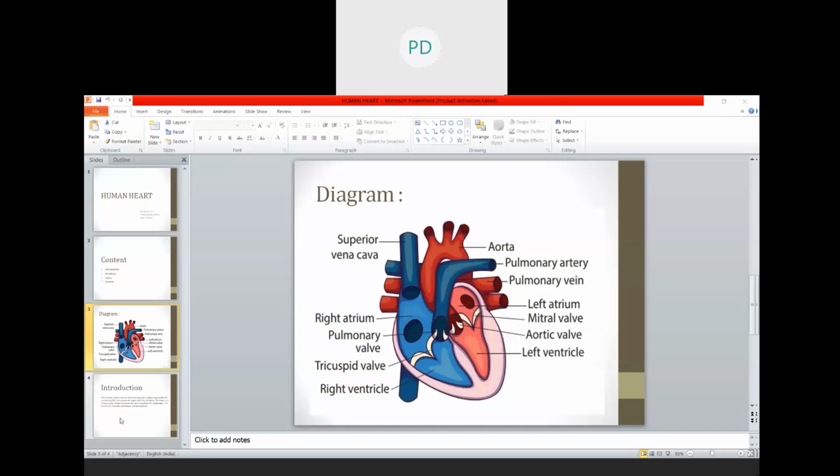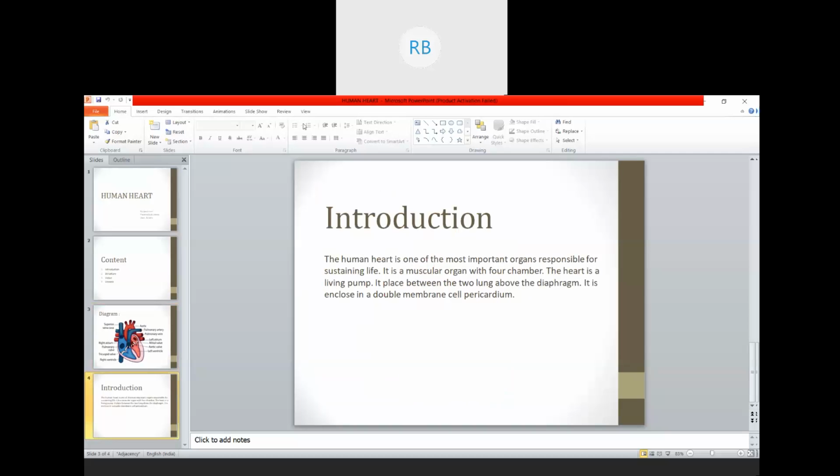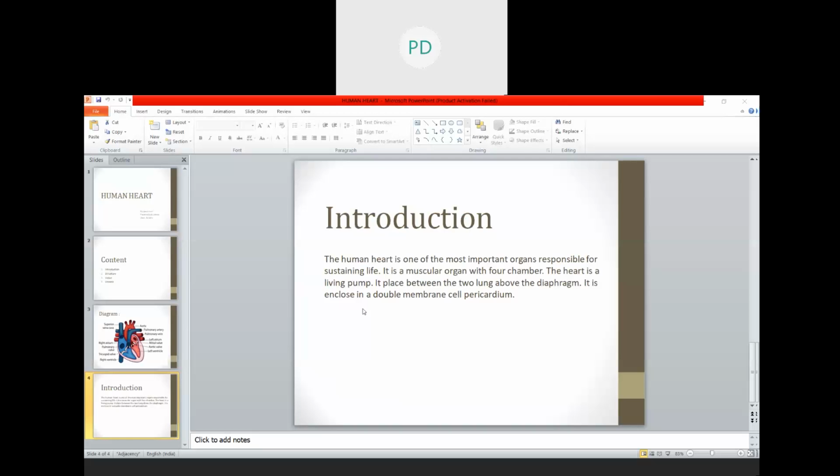Now, what is the human heart? The human heart is one of the most important organs responsible for sustaining life. It is a muscular organ with four chambers. The heart is a living pump. It is placed between the two lungs above the diaphragm. It is enclosed in a double membrane called the pericardium. Okay.